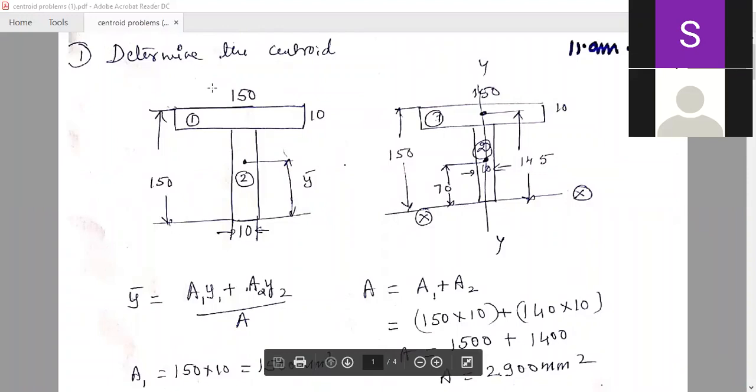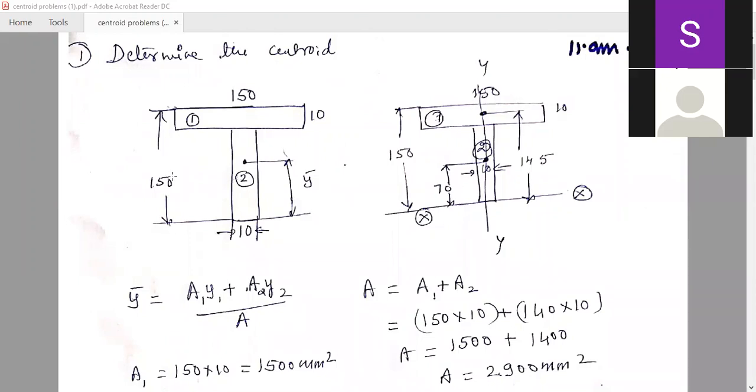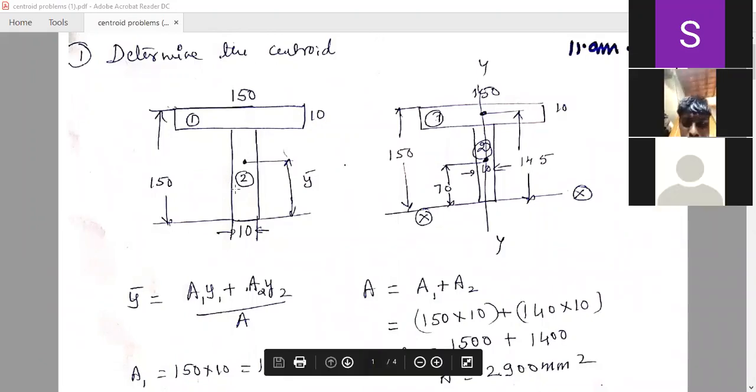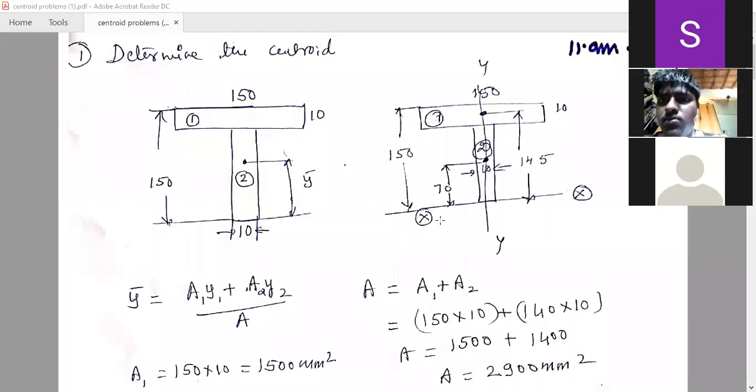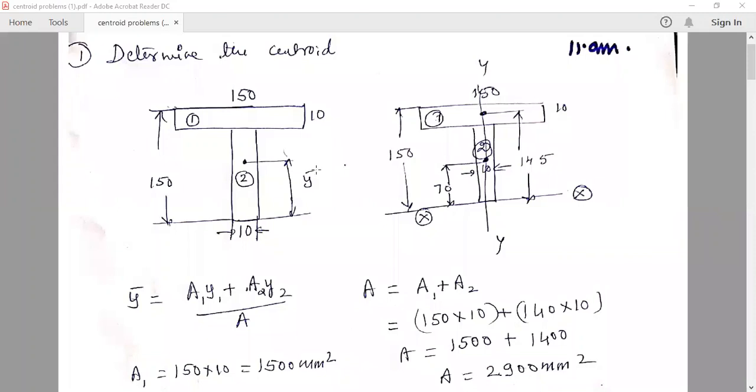Now, next step. First, you have to see how many shapes. So we have one top rectangle, which I have written as 1, and the bottom rectangle is 2. Okay, and see whether there is any symmetry. Symmetry in the sense, if you pass a line exactly at the center. Okay, I am passing like this exactly at the center. See why I have shown here, the YY axis is here, exactly at the center of the T section.